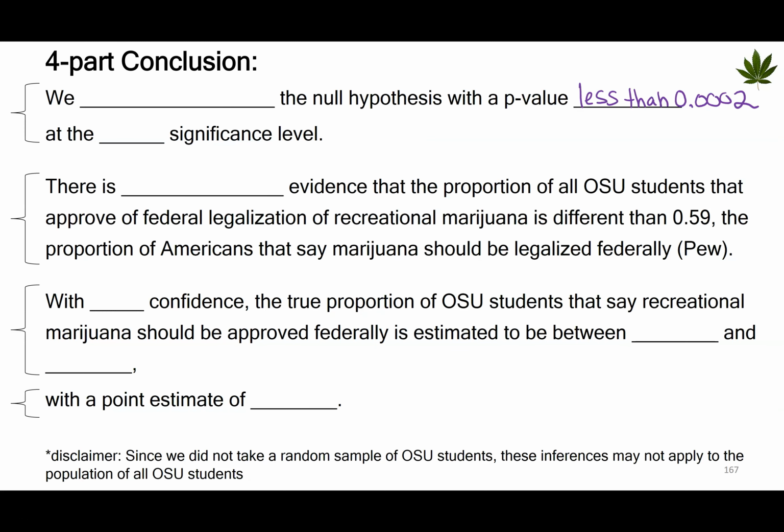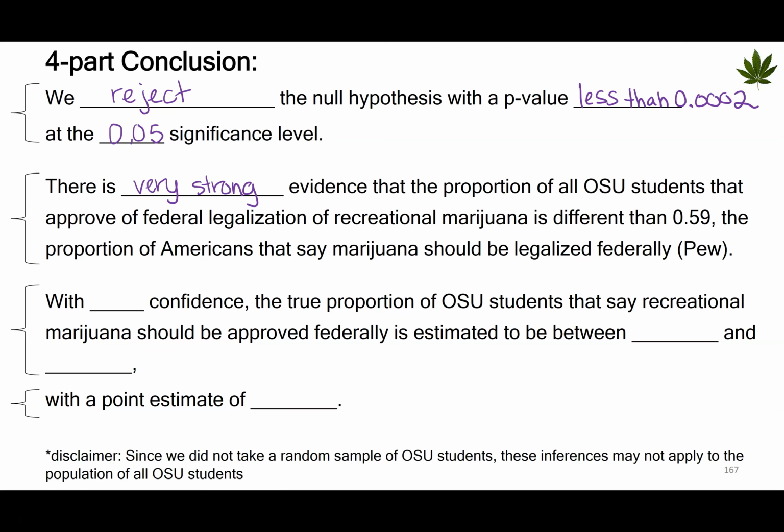At 0.05 significance level, if your p-value is really small and smaller than the significance level, we should reject that null hypothesis. We talked about the strength there. We said very strong. You might say convincing. Either way, the evidence was quite strong that the proportion of all OSU students that approve of federal legalization of recreational marijuana is different than 0.59. This part is extra. It explains where 0.59 came from.